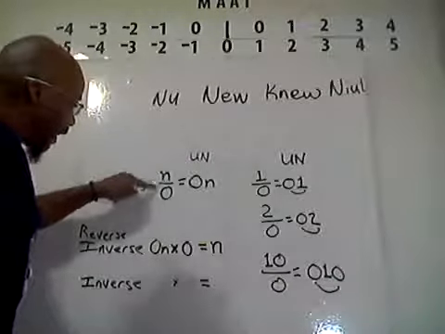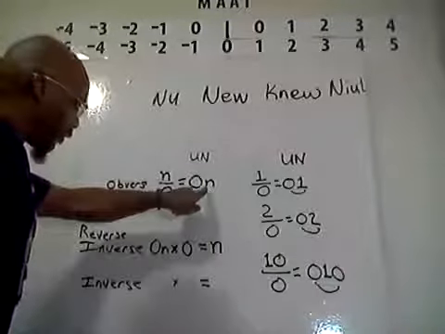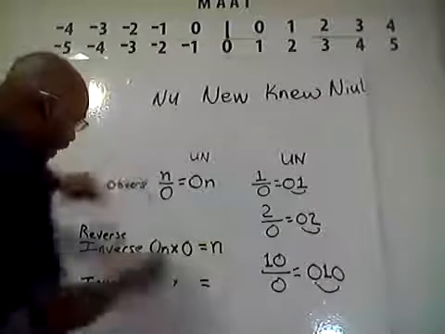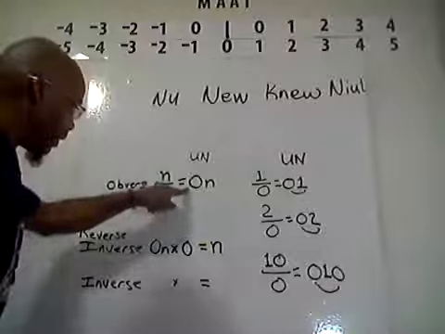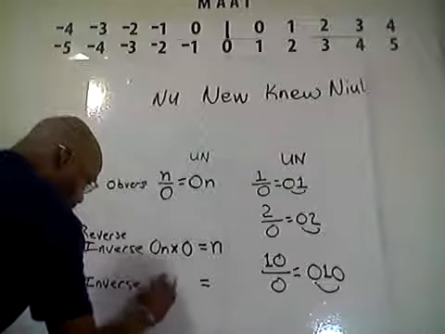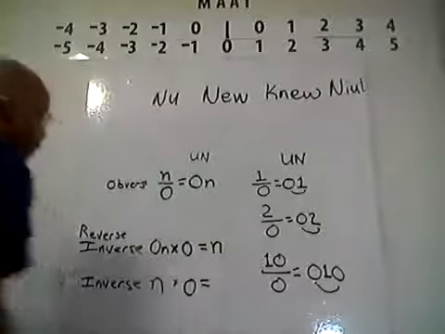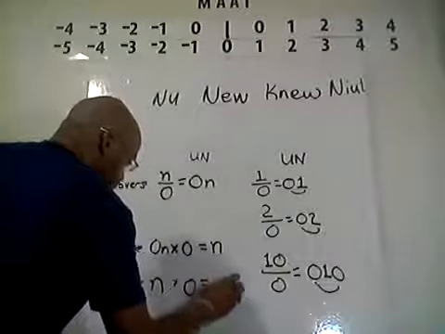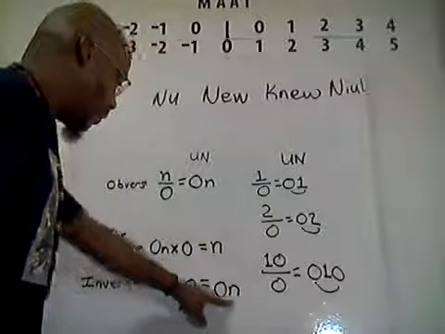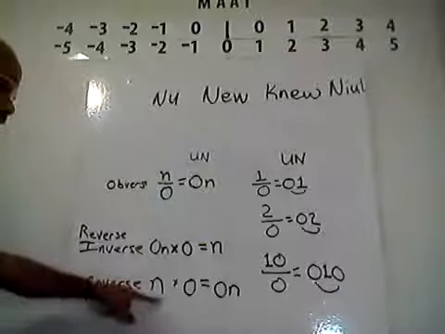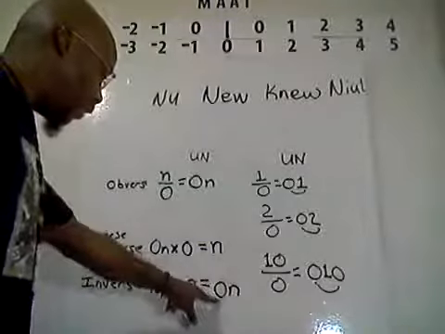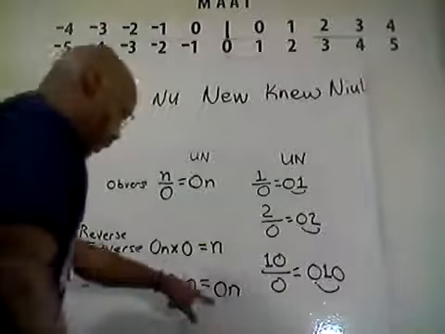And so the inverse would be, if the obverse was n alienate 0 equals on, and the reverse inverse was on times 0 equals n, then the inverse would be n times 0 equals on. So we need to write that out. N times 0 equals on. So this too is a new number. And although in mathematics, you may have thought you knew that any number times 0 equals 0, it doesn't. Any number times 0 equals on.